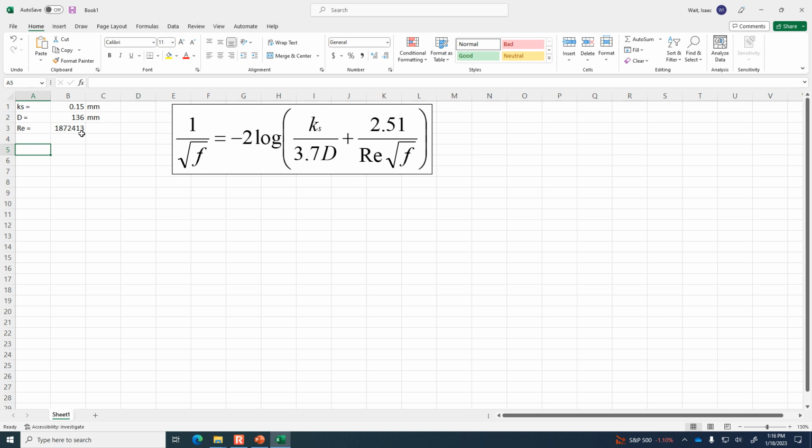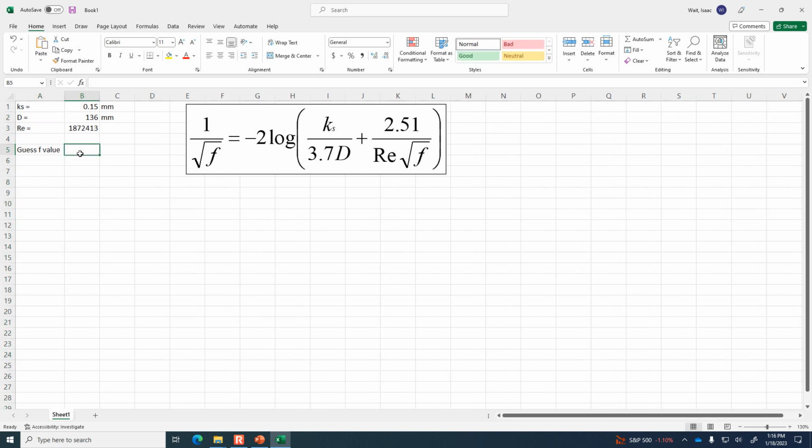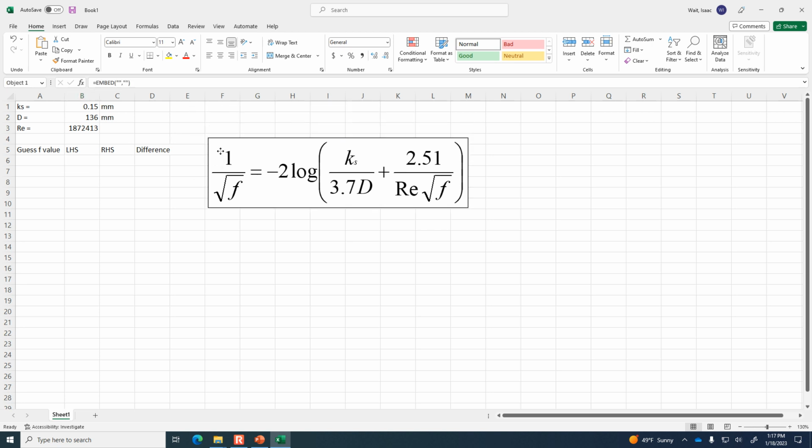Okay, I'm going to have 3 columns here. The guess f value as one column. I'm going to have the left-hand side of the formula and the right-hand side of the formula, and I guess I'll put in a fourth because I want to calculate the difference between left-hand side and right-hand side.